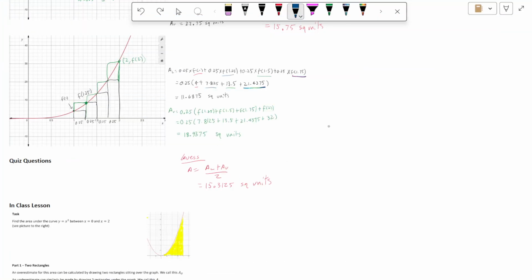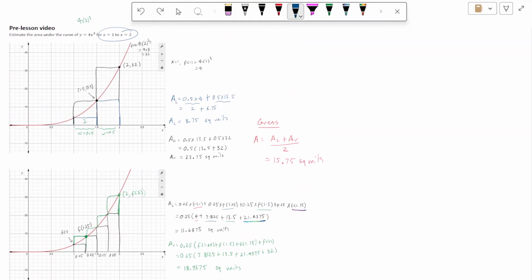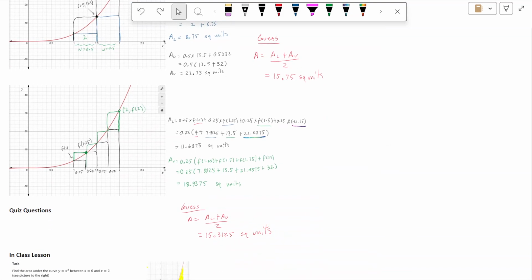And why is it 15? Well, that's the exciting thing about this topic. We're about to find a way to find these areas exactly, and we won't have to do this rectangles method for very long. Although it can come up in exam questions, so it's really important to know how to do this rectangle thing.